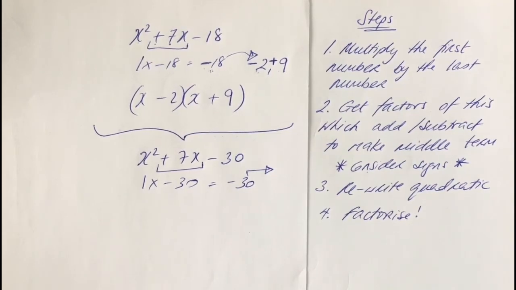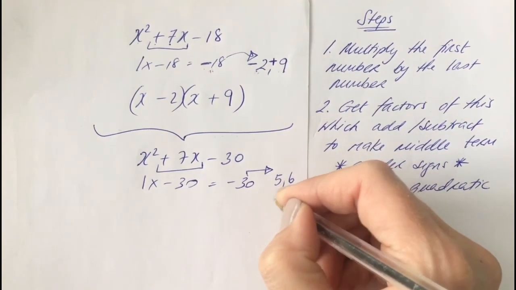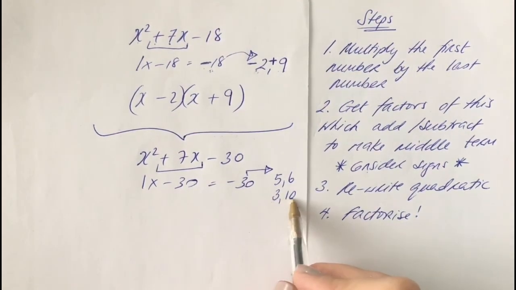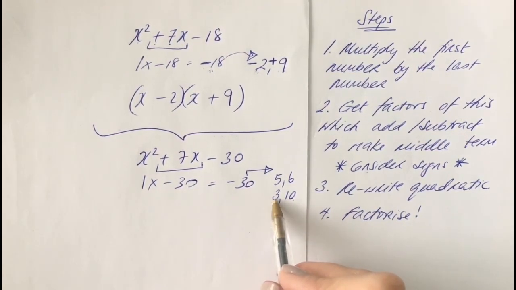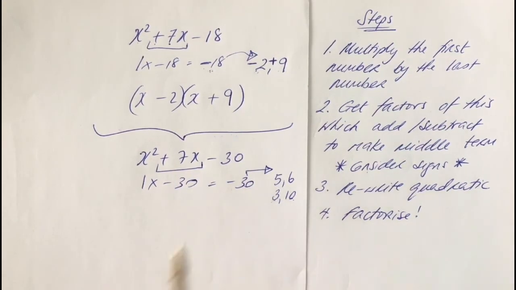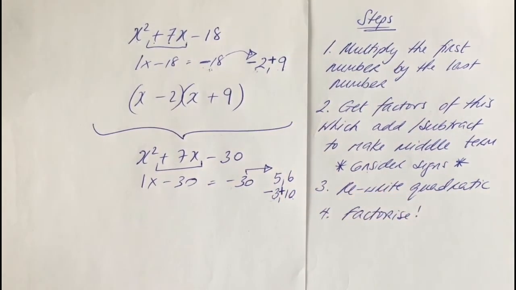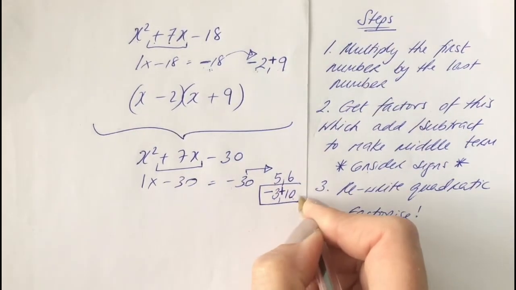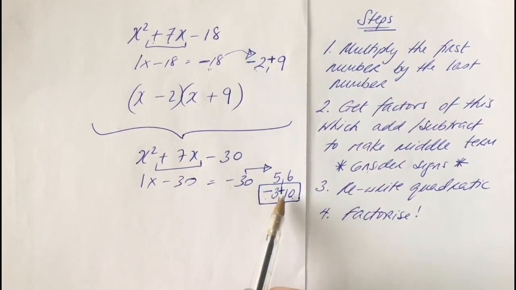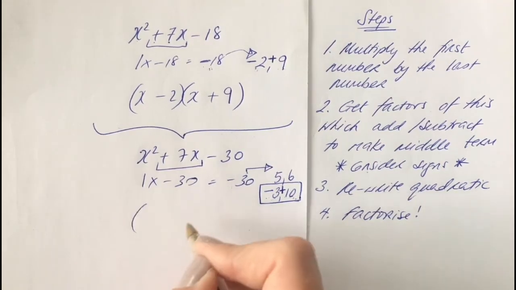So here, factors of 30 could be 5 times 6 or 3 times 10. And 3 times 10 look like it's going to work here. We have got to consider the signs here though. We've got to make a plus 7, but when we multiply, we've got to make a minus 30. So in order to make a plus 7, we would have to take away 3 and add 10. And if you multiply a negative 3 by a plus 10, you would of course get minus 30. And when we add them together, minus 3 add 10, we would get a 7. So that's working perfectly. So we can jump then to our last step.